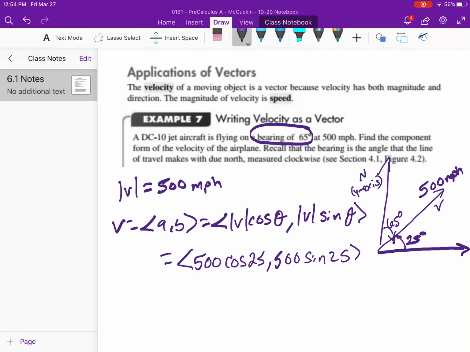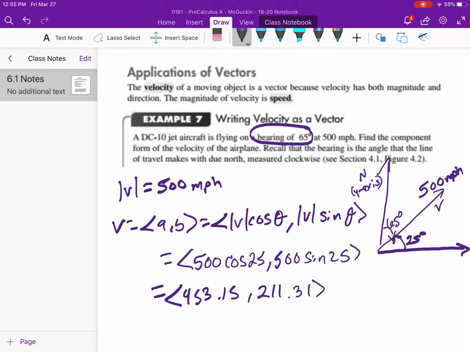You can leave it like this, and you've answered the question, but to put a little more context into it, I think it makes more sense to actually solve this out and get some numbers. So 500 times the cosine of 25 produces 453.15, and 500 times the sine of 25 gives us 211.31. I wanted to write these out because this helps us see that the components of the velocity here give both the eastward and the northward speeds.